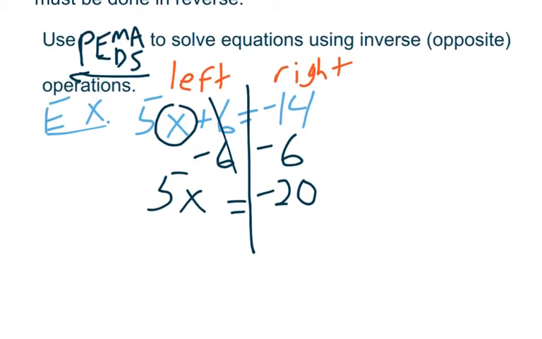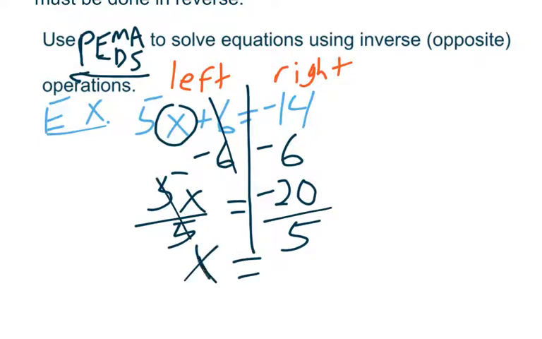And now I have another step because I need to get rid of the 5. A number and a letter means multiply, so now we're on this step. Multiply, the inverse is divide. So I'm going to divide by 5. Whatever I do to one side, I do to the other. That's going to give me 1x when I do 5 divided by 5. That's why it canceled. Then negative 20 divided by 5 is negative 4.